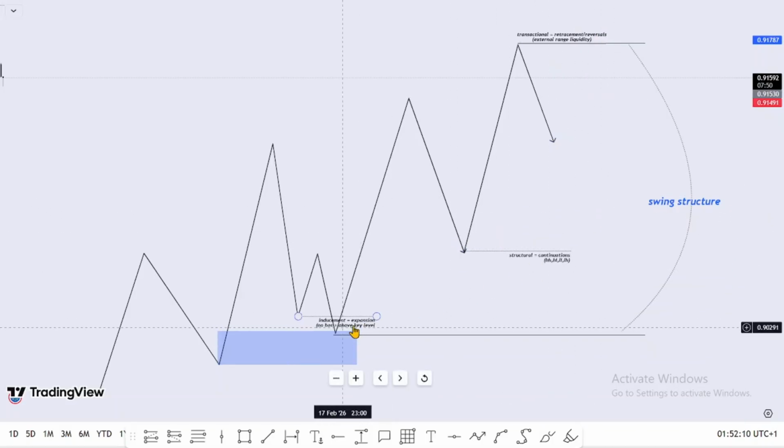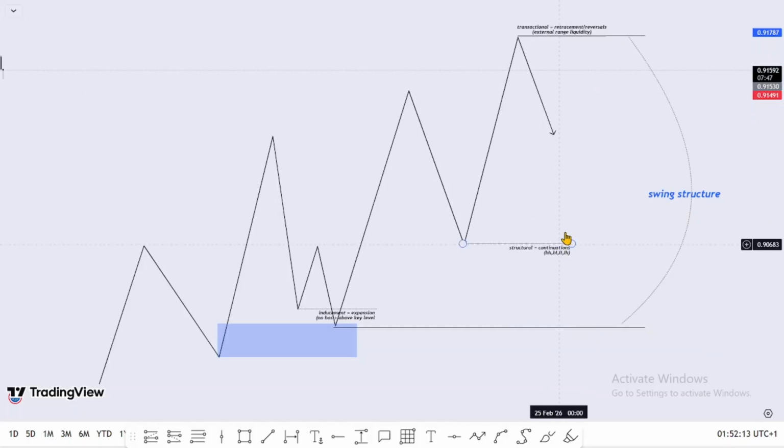So now, how do you differentiate this liquidity? This is your swing structure, because your swing structure comprises the three types of liquidity: a structural liquidity, an inducement, and a transactional liquidity. Whichever one price takes out is the catalyst. Based on what I explained, inducement is for expansion, structural is for continuation, and transactional is for retracement or reversal. So whichever one price takes out, you already know what price is looking to do. And this is your swing high, this is your swing low, so this is your protected low.